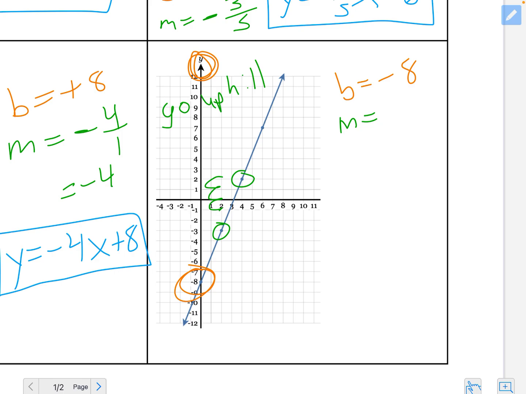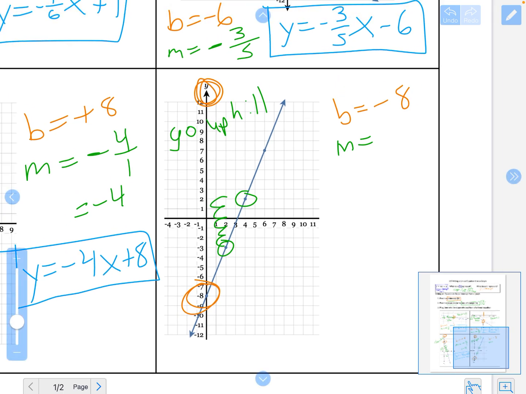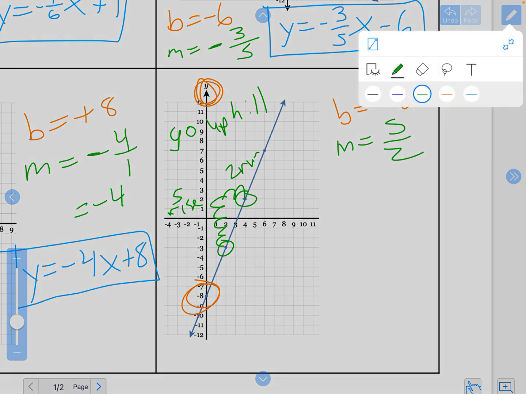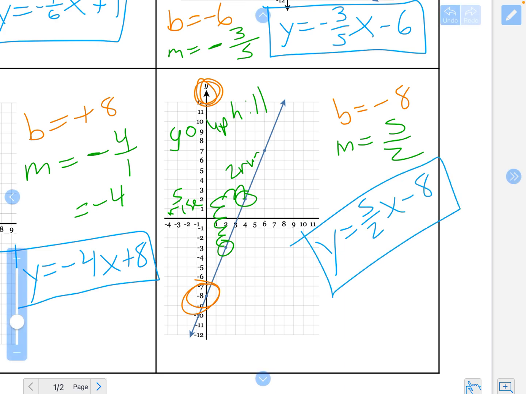So 5 is my rise, and then 1, 2 is my run. So 5 over 2, and we said it's going to be positive. And so now all that's left is to put in the equation: y equals slope x plus y-intercept. And that's how we turn a graph into an equation.